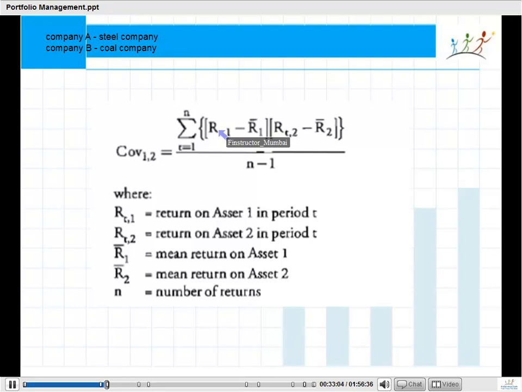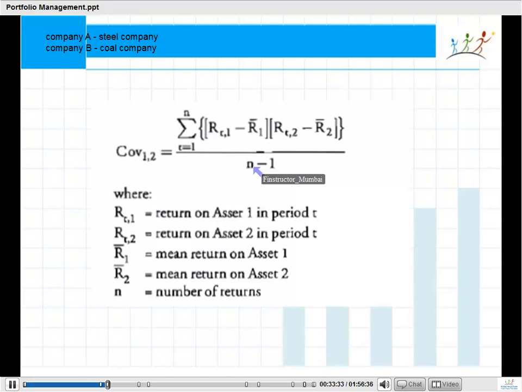Covariance is defined as the average of the product of the deviations of two variables. So I'll have a variable A and a variable B. I'll take the deviations of variable A and the deviations of variable B. I'll take the product and I'll take their average. If my data is a sample, then I'll divide by n minus 1. If it is a population, then I'll just divide by n to compute the covariance.